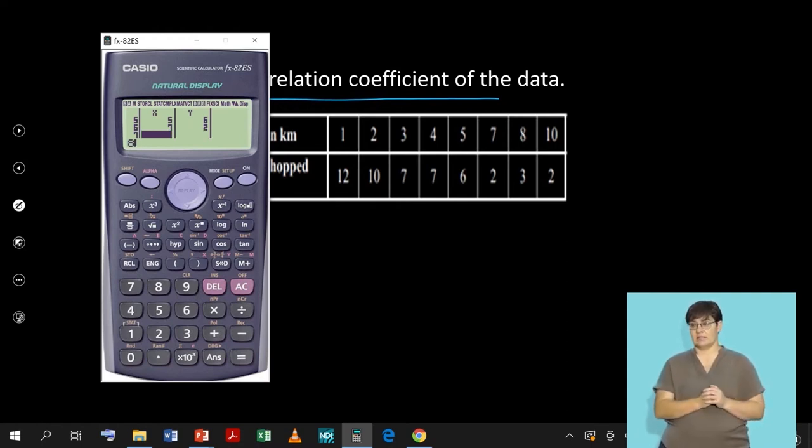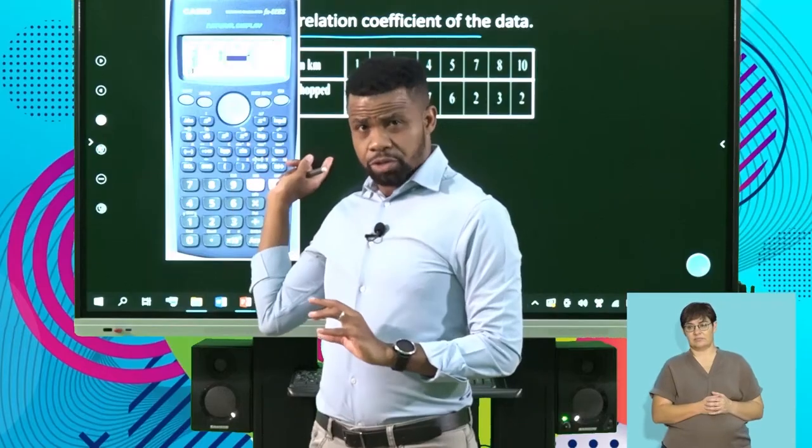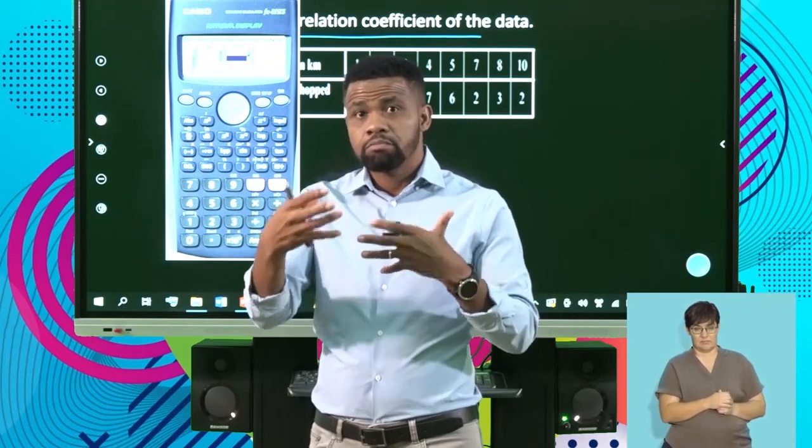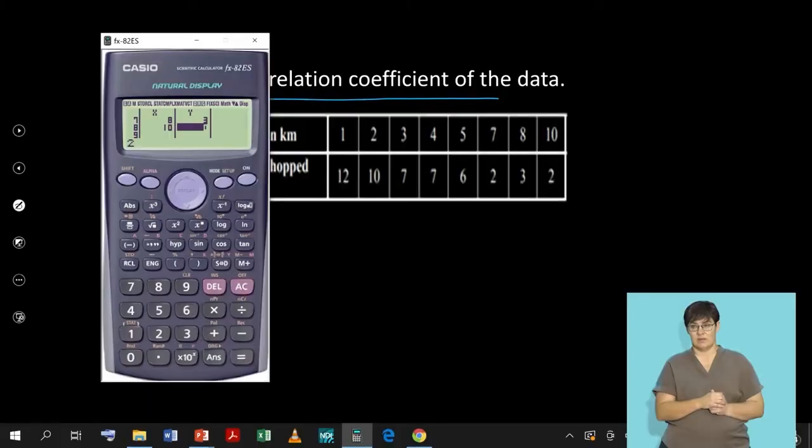Then 8 with 3. And the last one is 10 with 2. That's interesting. Can you see? The person who is 10 kilometers away goes to the shop on average twice. Kind of makes sense. I mean, you're 10 kilometers away, do you really want to go to the shop 15 times? No. So hence the first question was a strong relationship. So 10 is twice.